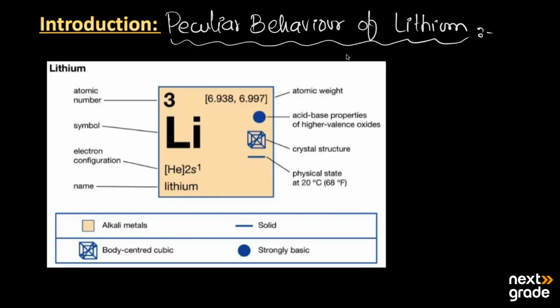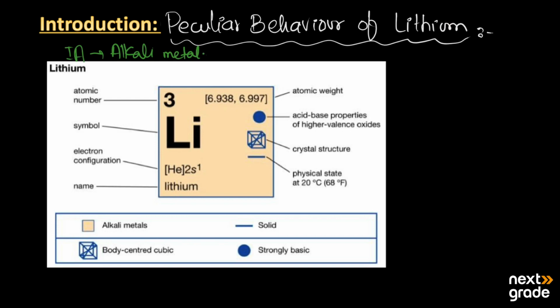So, in our today's lesson, we will discuss the peculiar behavior of lithium. As we have already learned, lithium belongs to group 1A. It is basically an alkali metal. As lithium is an alkali metal, let's have a look at it.